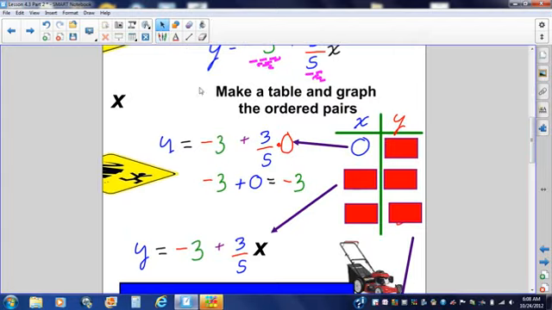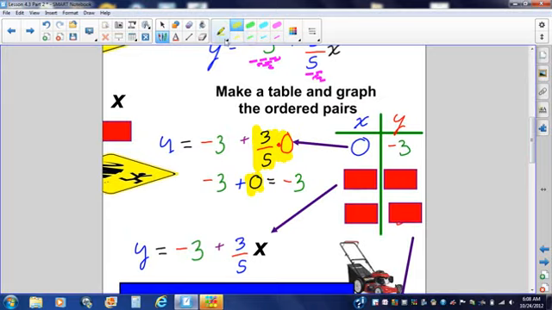So now I have 3/5, highlighter, highlighter, highlighter, highlighter, highlighter, thank you, times 0, because I have to do PEMDAS. 3/5 times 0 is going to give me 0. A negative 3 plus 0 gives me negative 3. So I'm going to take that negative 3 and I'm going to put it underneath the y.